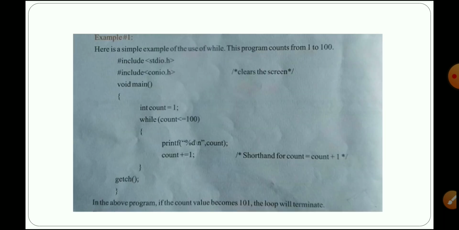Next one, they also gave an example program. The header files are stdio.h and conio.h; conio.h is used to clear the screen. Why? When we execute one program, the result is displayed on your screen. The next time we execute another program, the previous program's result would still be at the top of your screen, so that will be cleared. That's why I use conio.h.